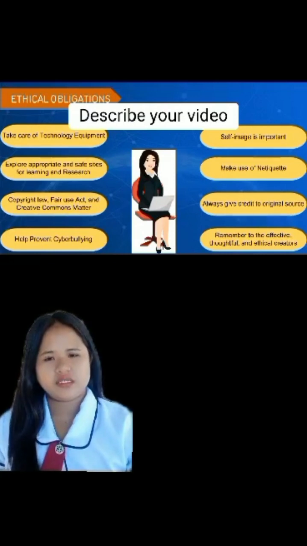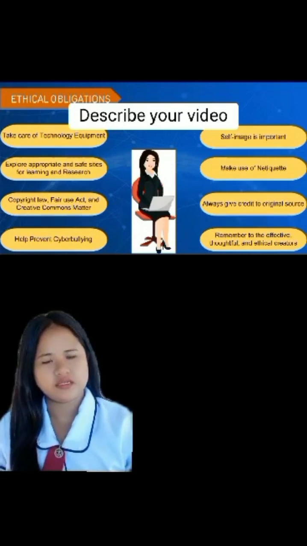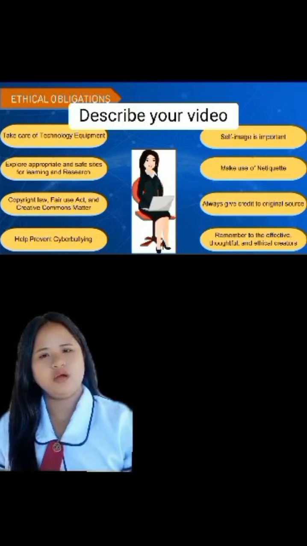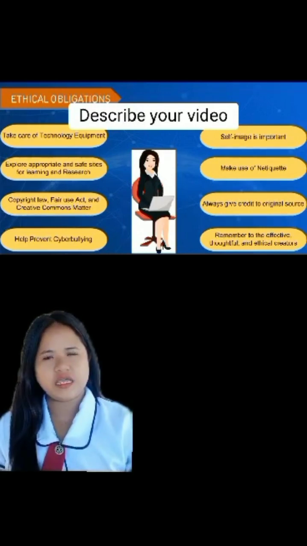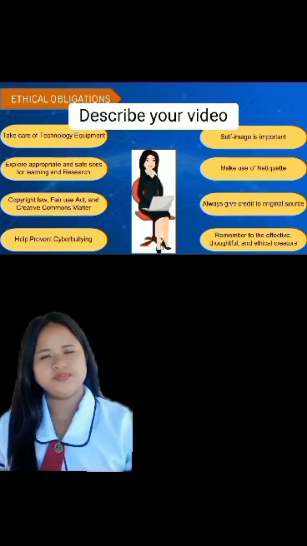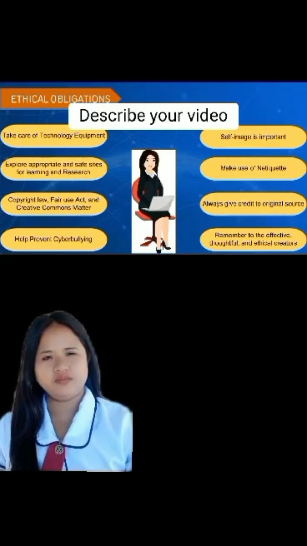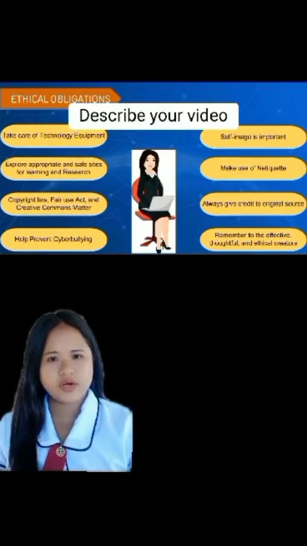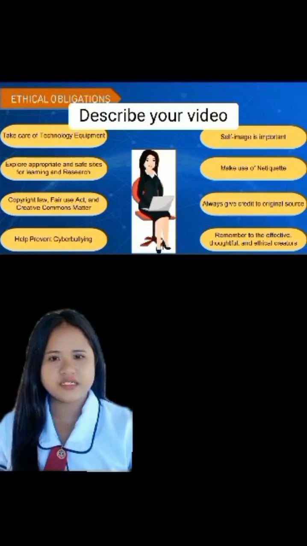Next is always give credit to the original source. Just like I said earlier regarding the copyright law or fair use act, it is very important to give credit to the people who are really the owners, especially in research. It's really important to give citations to the authors or even the people behind those creative images or thoughts.